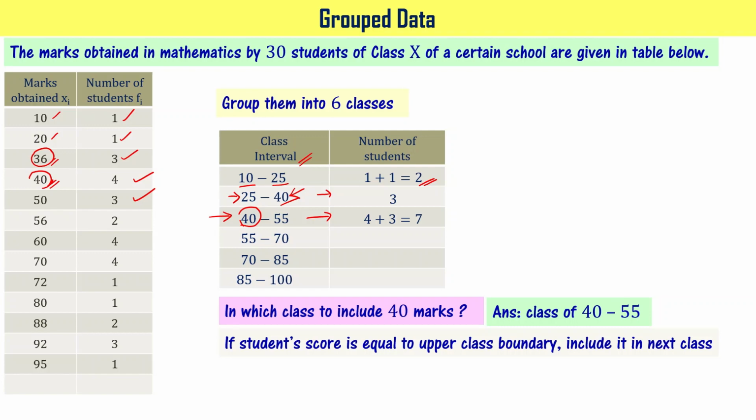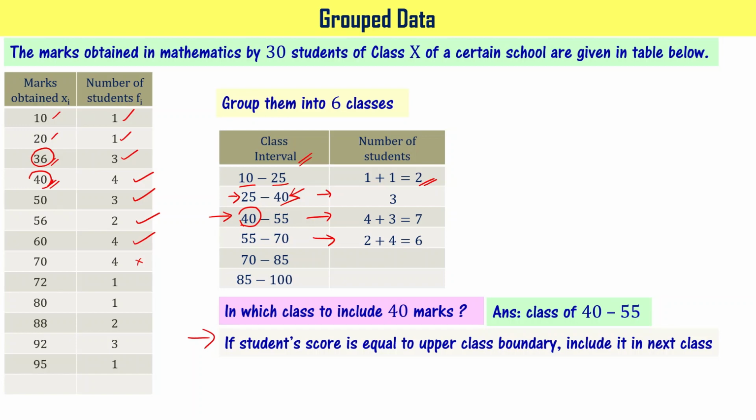Now the question is about 55 to 70 class, right? 56 falls in this class, 60 falls in this class. What about 70? As per this particular definition, 70 cannot be part of 55 to 70 class, right? So 55 to 70 class is going to have the numbers 2 and 4. That's why 2 plus 4 equal to 6.